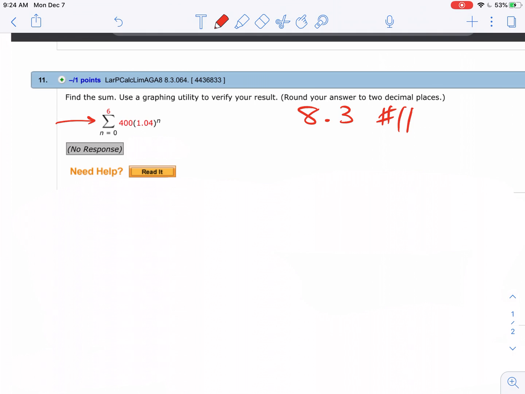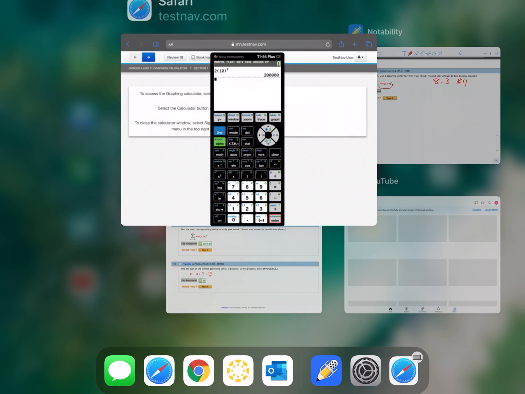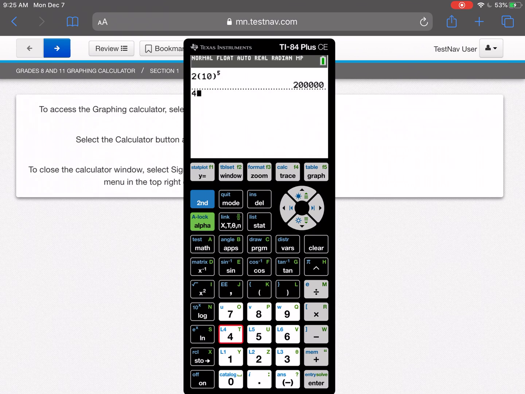So if I put 0 in, I get 1.04 raised to the 0, which is 1. So my first number is 400. Now, if I put a 1 in there, I get 400 times 1.04. If I went to a calculator and took 400 times 1.04, I would get 416.